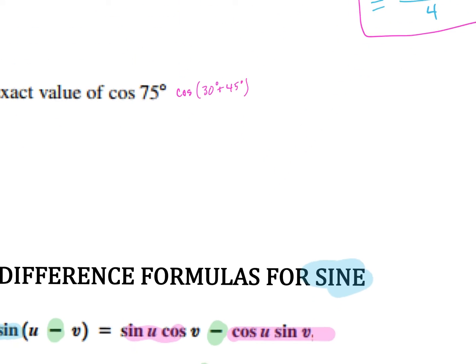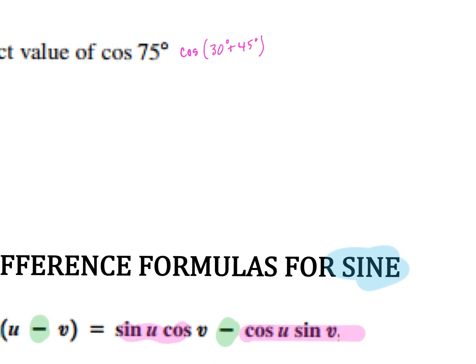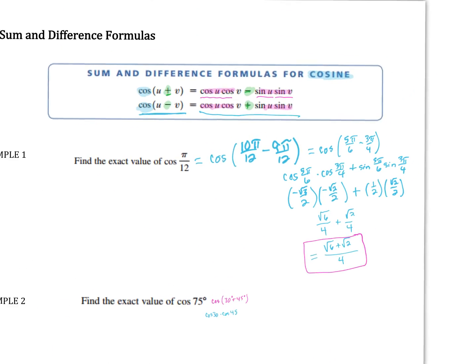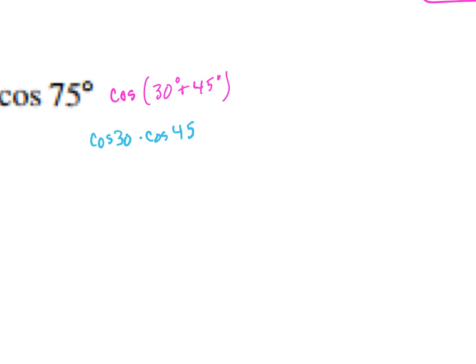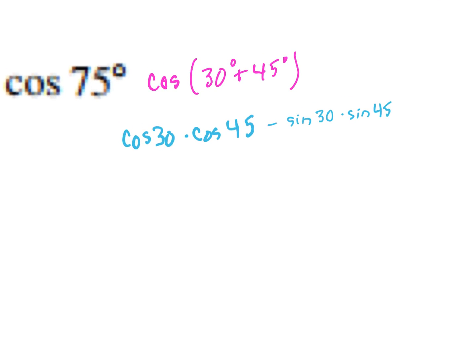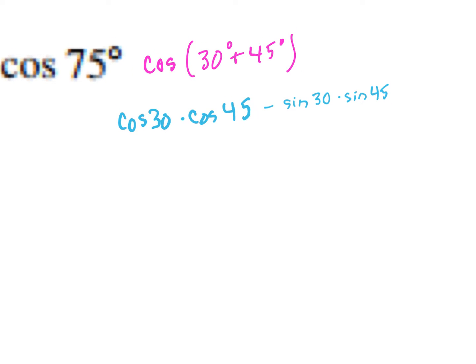So that means we are plugging in, and we're going to take the cosine of 30 degrees times the cosine of 45 degrees, right? And then in this case, it's going to be minus the sine of 30 degrees times the sine of 45 degrees. And so once again, onto the handy dandy unit circle.